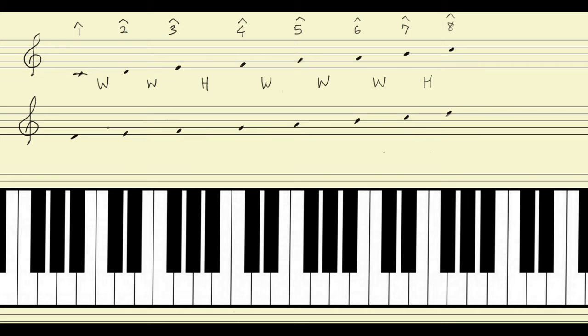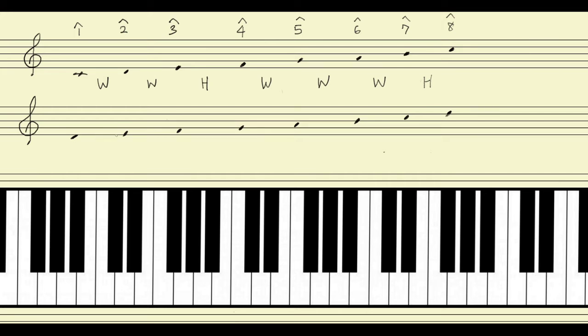So that's a pretty interesting sound, but that doesn't sound really much like a major scale. So we can probably expect that our pattern of half steps and whole steps is going to be pretty far from what we have in our whole half model.